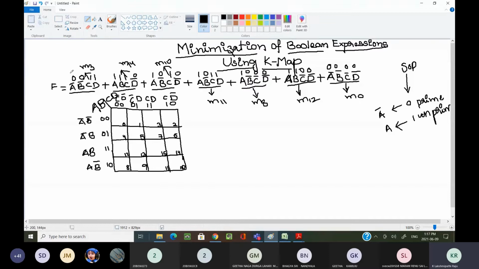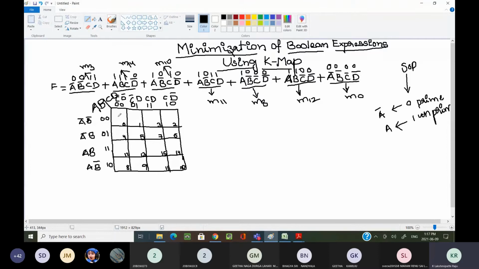If the expression is in this form, this is not the shortcut form, we call it the canonical standard form. In this way, you have to identify the min term positions. Those min terms you have to fill inside your 4 variable K-map.